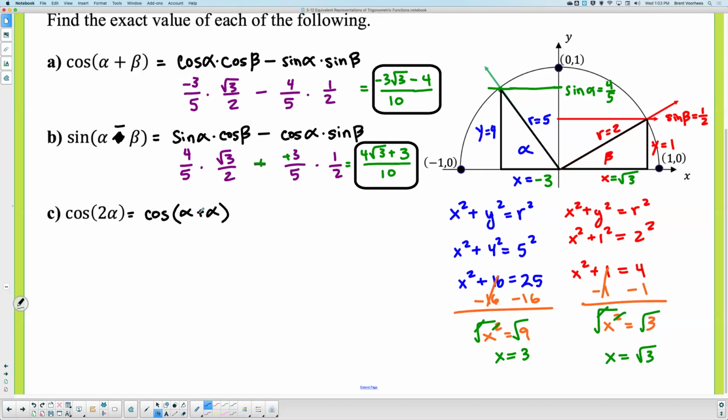It's the cosine sum formula. Just think of 2A as being A plus A. What do you do for cosine's formula? Does the cosine symbol stay the same, or does it change? It's going to change. So remember with cosine, you go cos, cos. Change the symbol. And then we do sine, sine. Very good. Sine, sine.